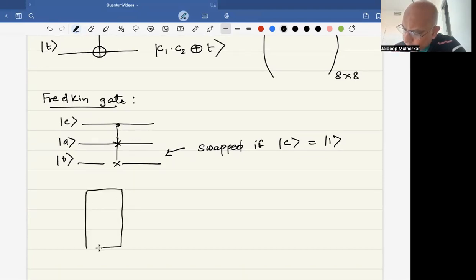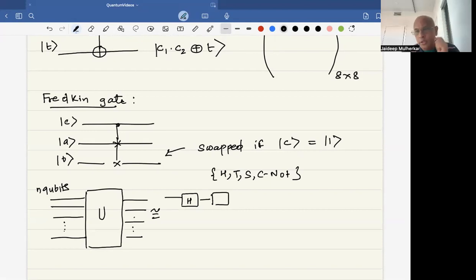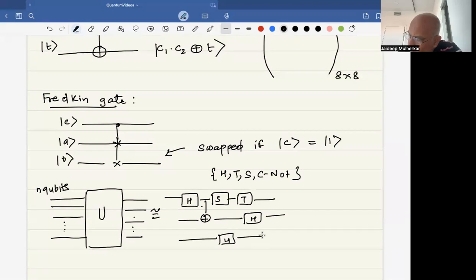So there is an n qubit unitary U, which acts on n qubits. And an important problem in quantum computation is to find a discrete set of gates, let me call them H, T, S, and C naught, that will approximate this n qubit unitary. Which means that I can come as close as possible in some sense to this unitary using this discrete set of gates. So some circuit that looks like this.